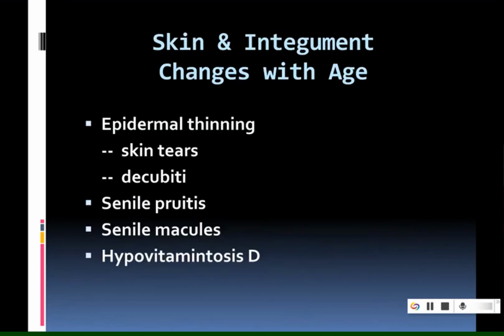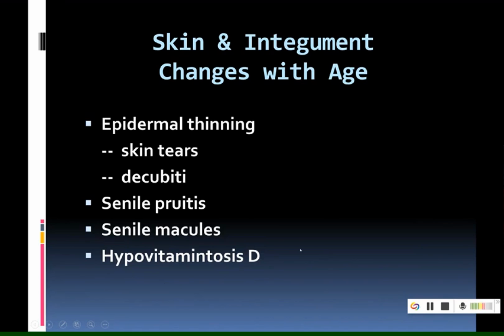In terms of skin and integument, I think some of this might be self-evident in terms of epidermal thinning. I just want to bring attention to the low vitamin D levels, because as people get older, they become more homebound, less likely to be outside, and as a consequence, they get low vitamin D levels.